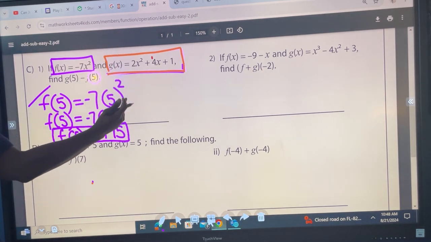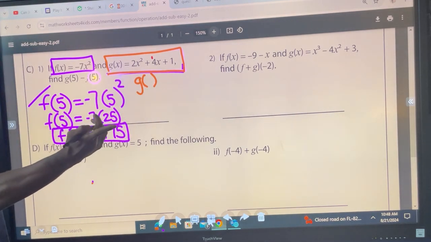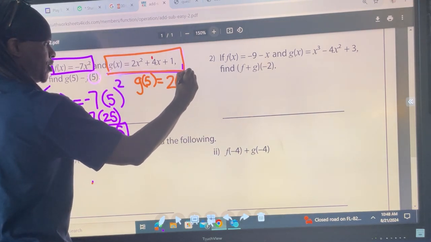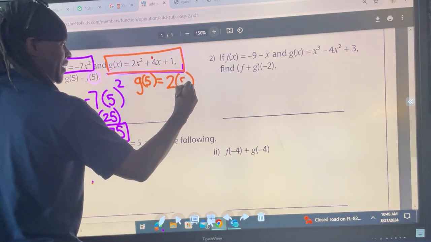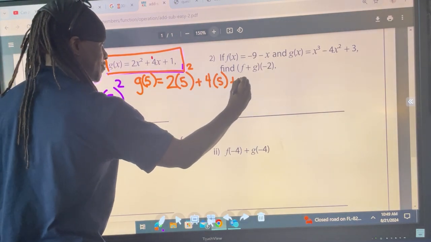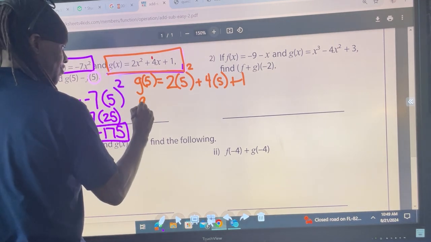So now let's get the function of g. What is the value of g again? 5. So now you're gonna plug in 5. What goes here for the x? 5 to the second power plus 4 times 5 plus 1. 71. Very good. That's like quick math.